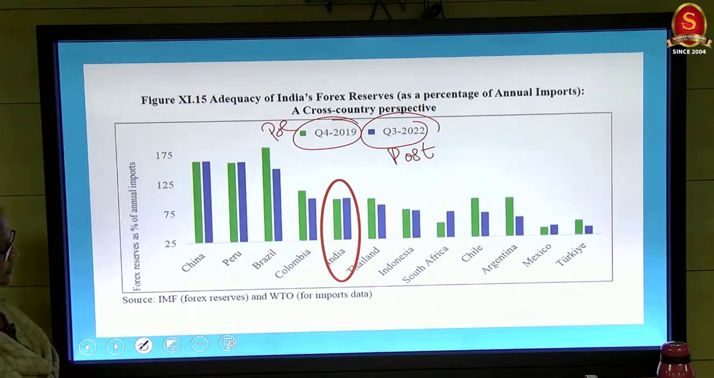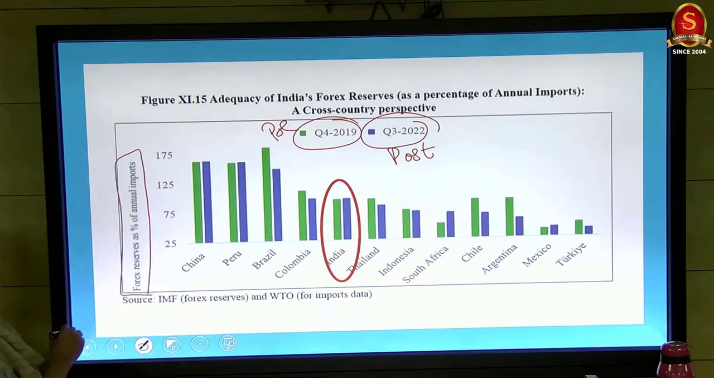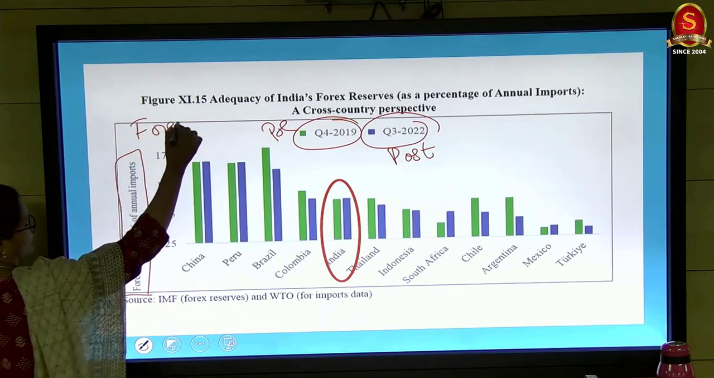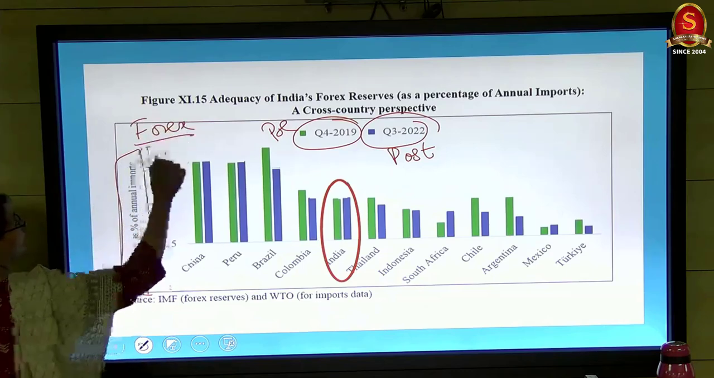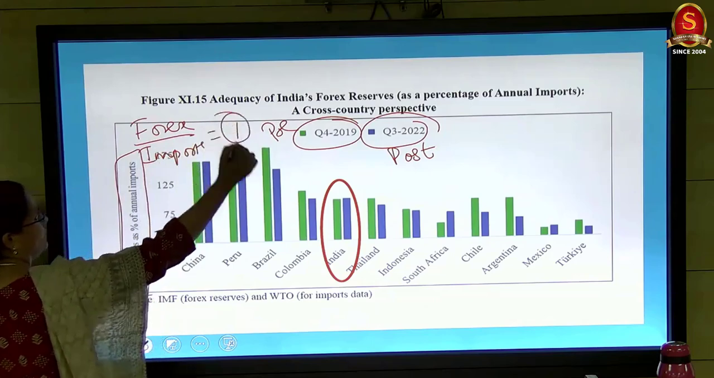It's almost coming back or bouncing back to the same situation. Foreign exchange reserves as a percentage of annual imports. What is there in the numerator? Forex. What is there in the denominator? Imports. So you should have the answer at least one, is it not?